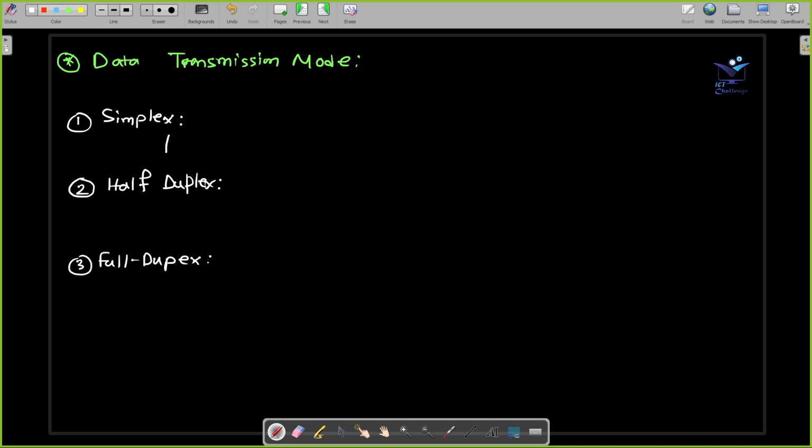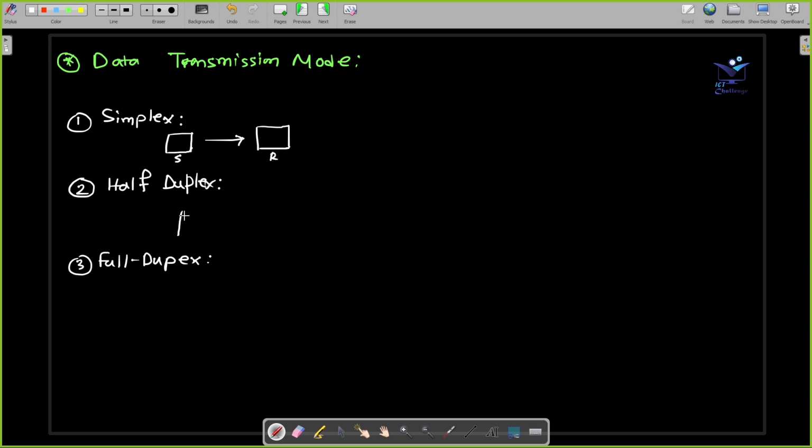So the first one, simplex, means a communication where we can send data from one device to another device. That means we can send only from sender to receiver, so the receiver can't send the data backward to the sender. Okay, a one-sided data transmission system. This is simplex data transmission, where we can send only from sender to receiver.